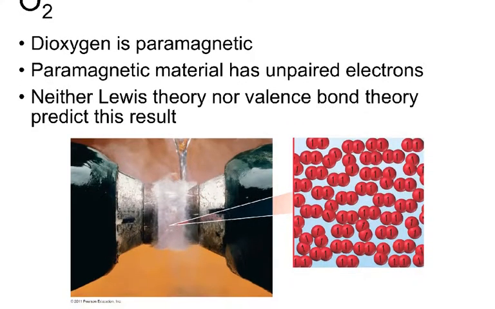O2 is paramagnetic, which means if you pour liquid oxygen between a magnet, it aligns itself to the magnet and will stick in between there. That means there have to be unpaired electrons, because the definition of paramagnetic is that there are unpaired electrons. We don't see that in Lewis theory or valence bond theory.